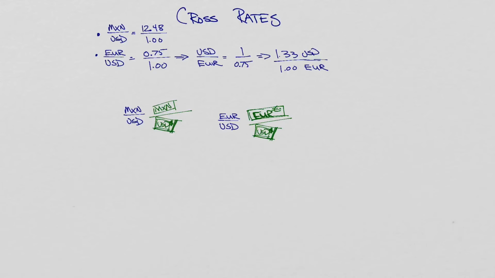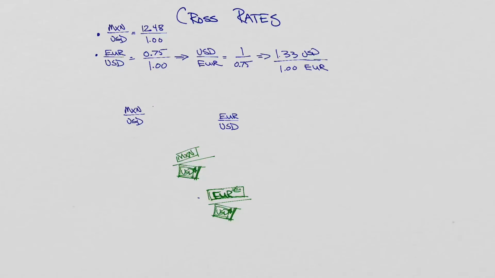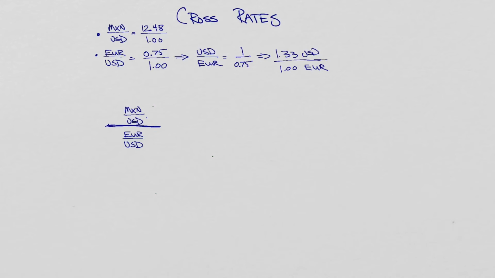But the idea here is that if we know the ratio of Mexican pesos versus the USD, then we can use that, as well as the ratio of the euro versus the USD, to figure out the ratio of the Mexican peso versus the euro. All we have to do mathematically, since the two have the same denominator, is take one and divide it by the other. We just have to make sure that whatever format we use, the USD or whatever common currency is on the bottom. In this case, that's done for us already.